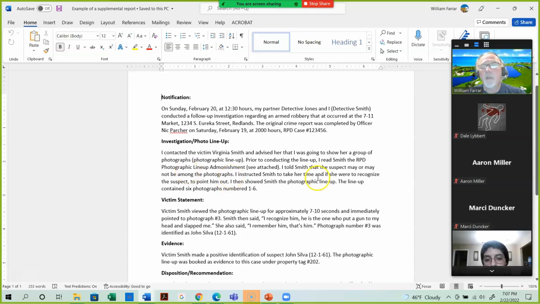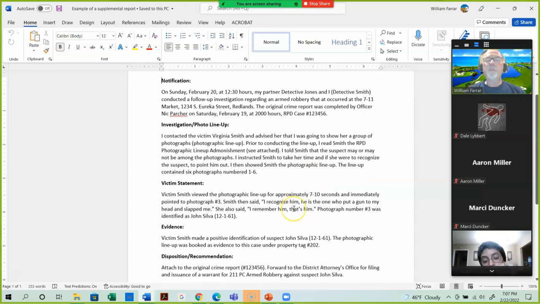And then I go on to say that I told this victim that the person may or may not be among the photographs, and I instructed her to take her time, and if she were to recognize anyone, to point them out. And then I showed the victim the lineup, and the lineup contained 6 photographs, numbered 1 through 6. So super factual. Anybody that reads this really knows what I'm doing. I'm not adding a lot of superfluous things about what happened before because we already know that. That report is already done. I'm just prepping the investigation.